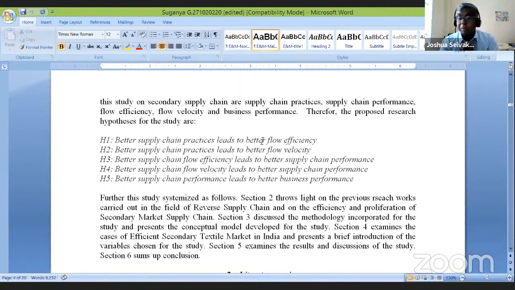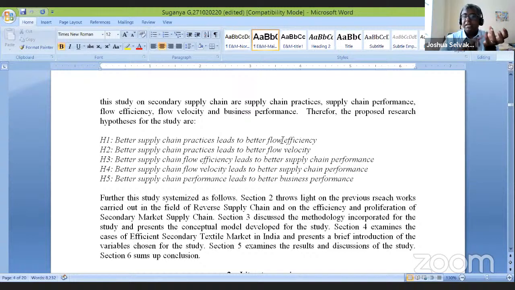Flow efficiency is also a problem. Flow velocity is also a problem. So 2 things we took into consideration while doing this paper. That's what we wrote here as hypothesis. See, better supply chain practices lead to better flow efficiency, which means your sustainable supply chain practices are the reason for these 2, flow efficiency and flow velocity. If both are working okay, then your supply chain will perform okay. See, the outcome is about supply chain performance.